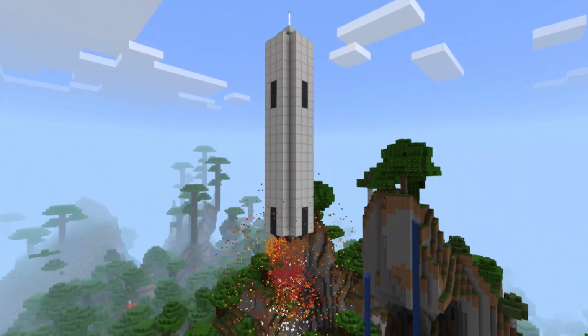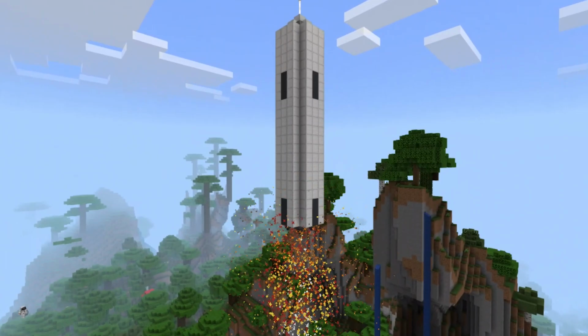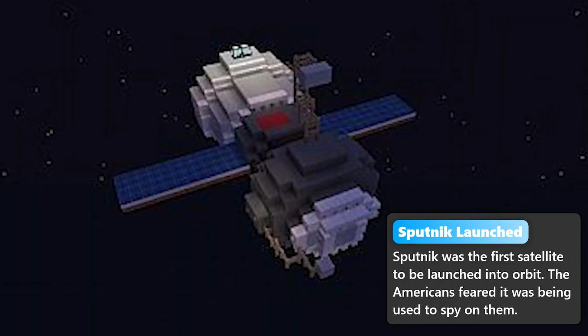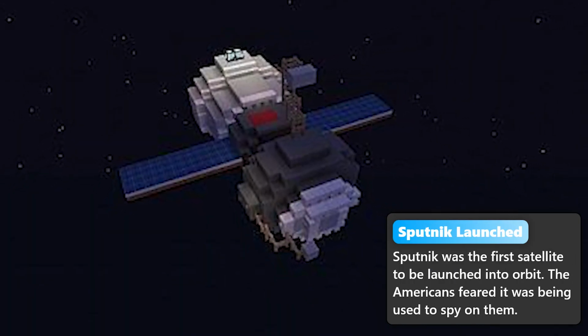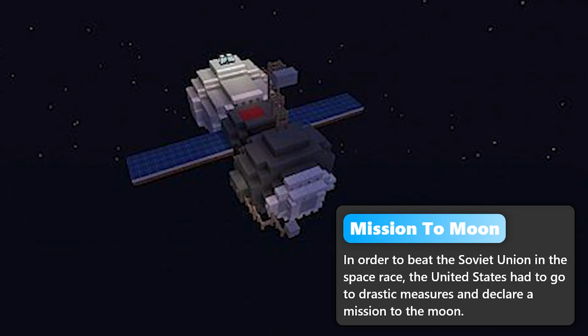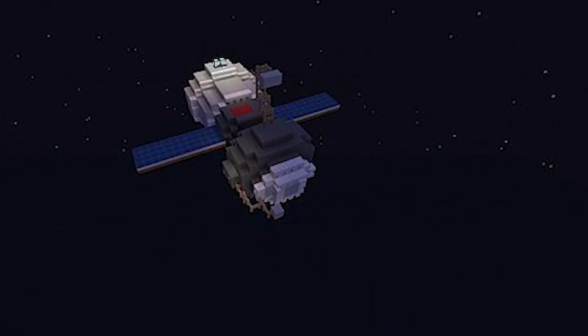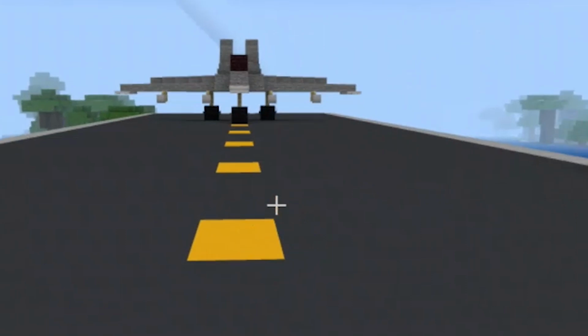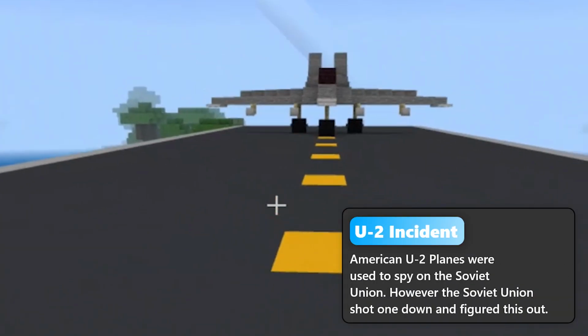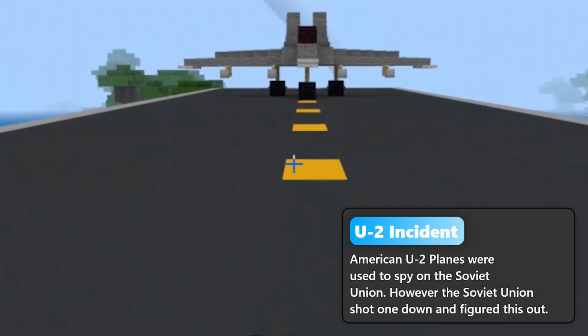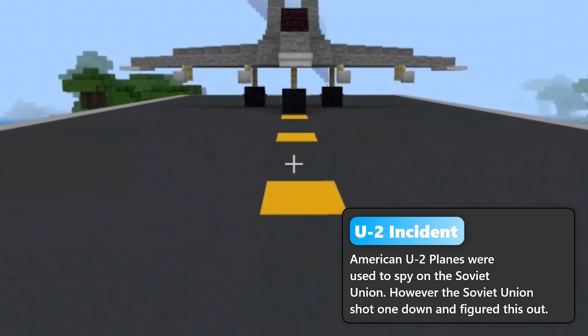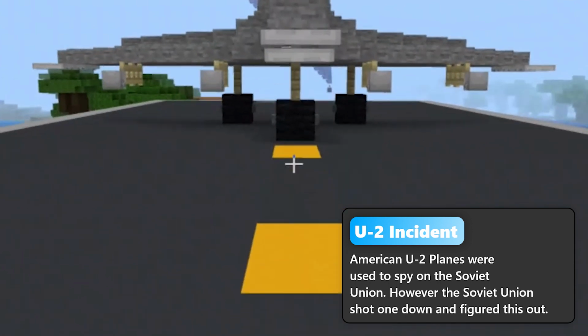In 1957, the Soviet Union launched a satellite named Sputnik. This caused a lot of fear in the American public because they were afraid of what it could do. It eventually led to the creation of NASA under Eisenhower and our eventual mission to the moon under Kennedy. Additionally, tensions in the Cold War continued to lead to the U-2 incident. In the U-2 incident, a US spy plane flying over the Soviet Union was shot down.